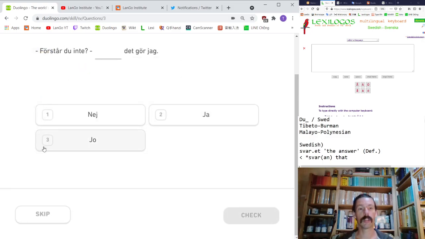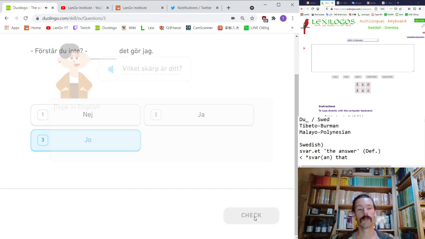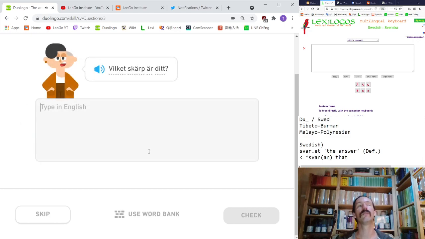Förstår du inte? Ja, det gör jag. Jo. Yes, I do. Vilket skärp är ditt? Vilket skärp? Belt. Which belt? Looks like it's related to the word scarf. And it's neuter. Vilket? Derived from... Vilket? And dit also echoes that.